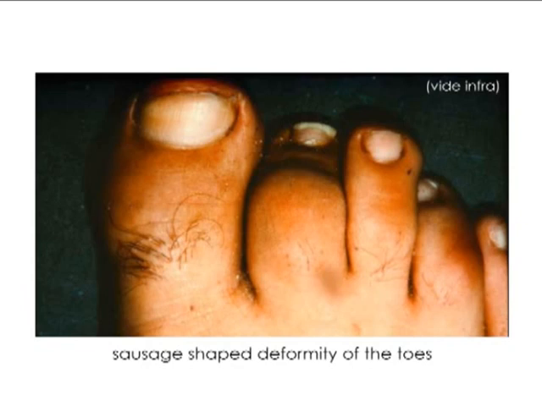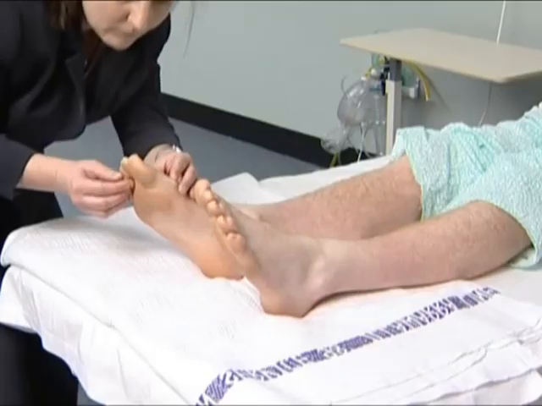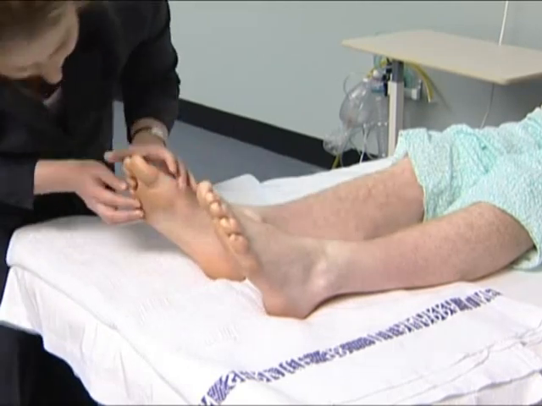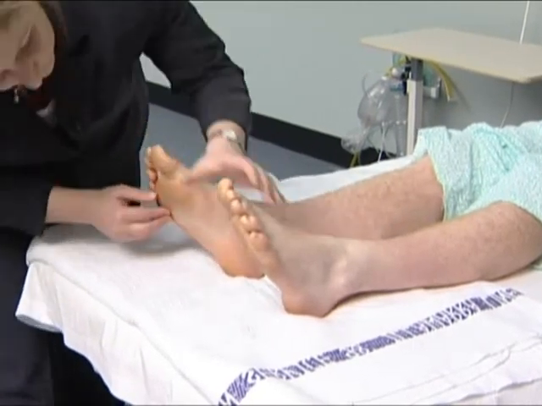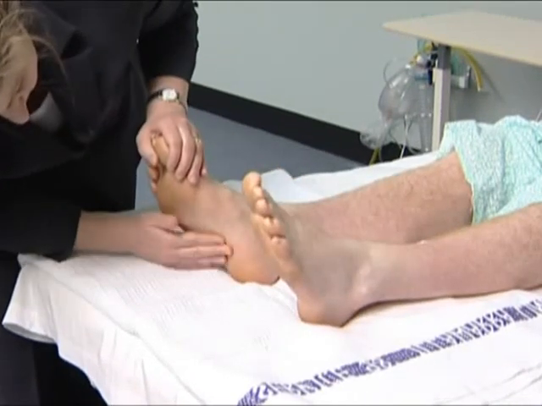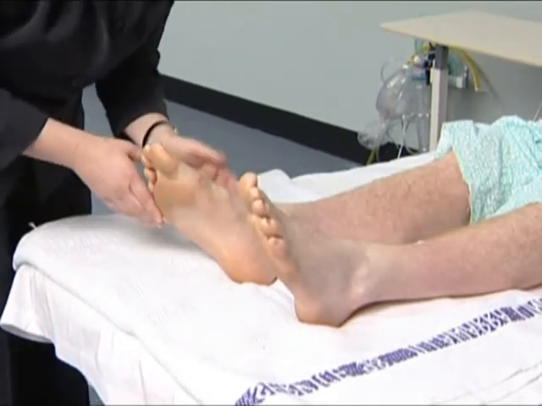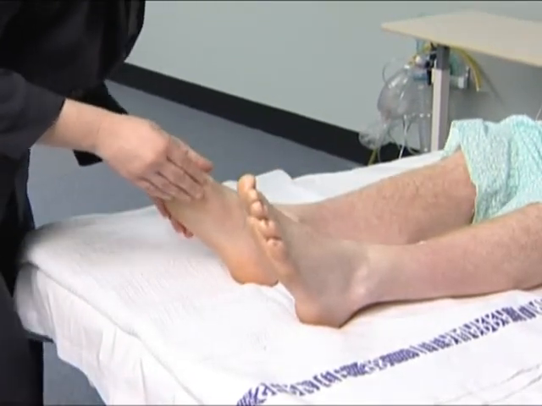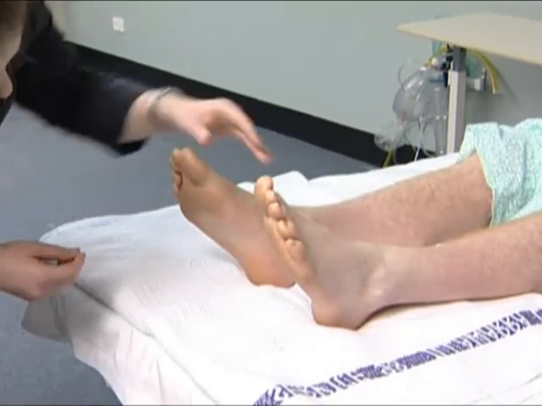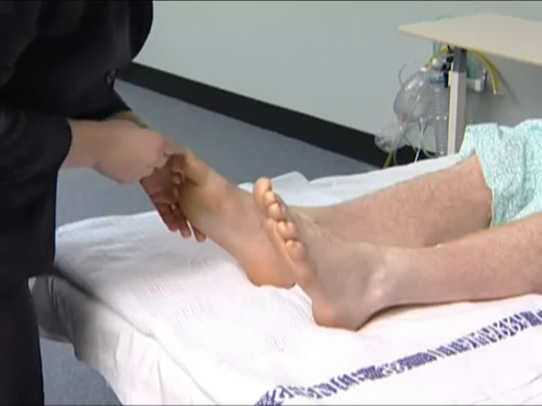Look for the nail changes that suggest psoriasis. Inspect the transverse arch of the foot, which runs underneath the metatarsophalangeal joints, and the longitudinal arch, which runs from the first metatarsophalangeal joint to the heel, for flattening. Calluses over the metatarsal heads on the plantar surface of the foot occur with subluxation of these joints.